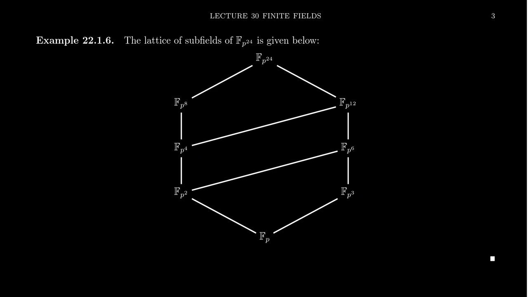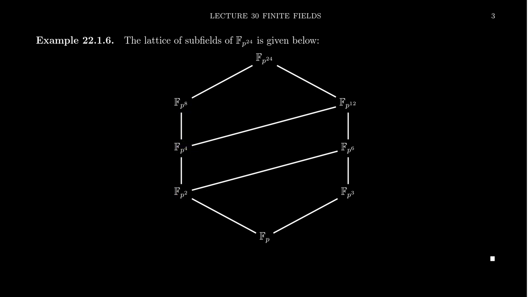All right. But how are these fields contained inside of each other? If you take, for example, 12, what divides 12? 4 divides 12, 6 divides 12, 2 divides 12, 3 divides 12, and 1 divides 12. All the divisors of 24 divide 12 except for 8 and 24 itself. So those are the subfields of 12. Who divides 8? Well, 4 divides 8, 2 divides 8, and 1 divides 8. You can't have any divisors of 3. So those are the subfields of the field of order P to the 8.